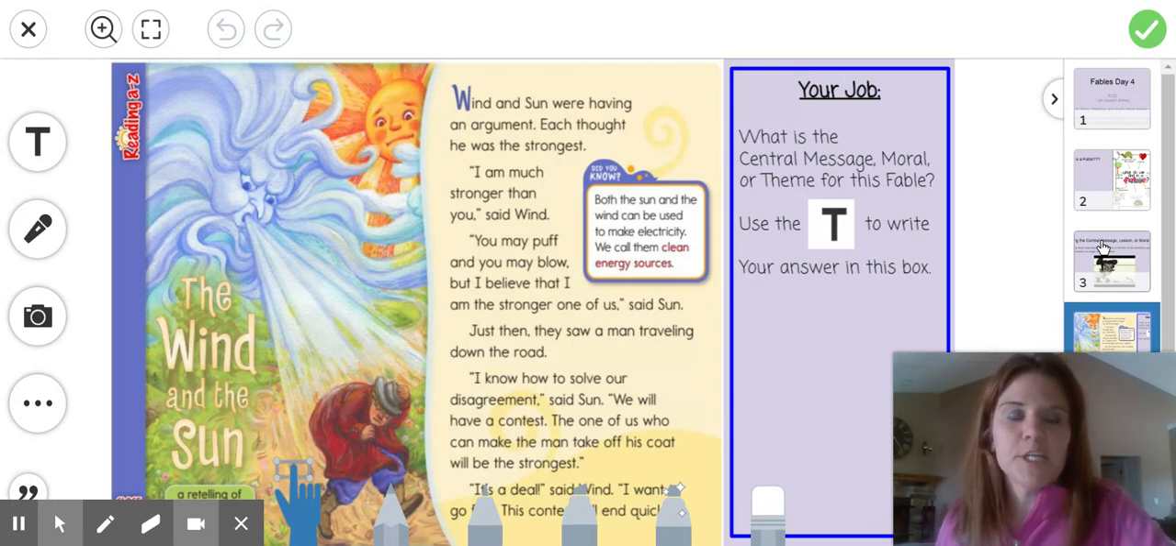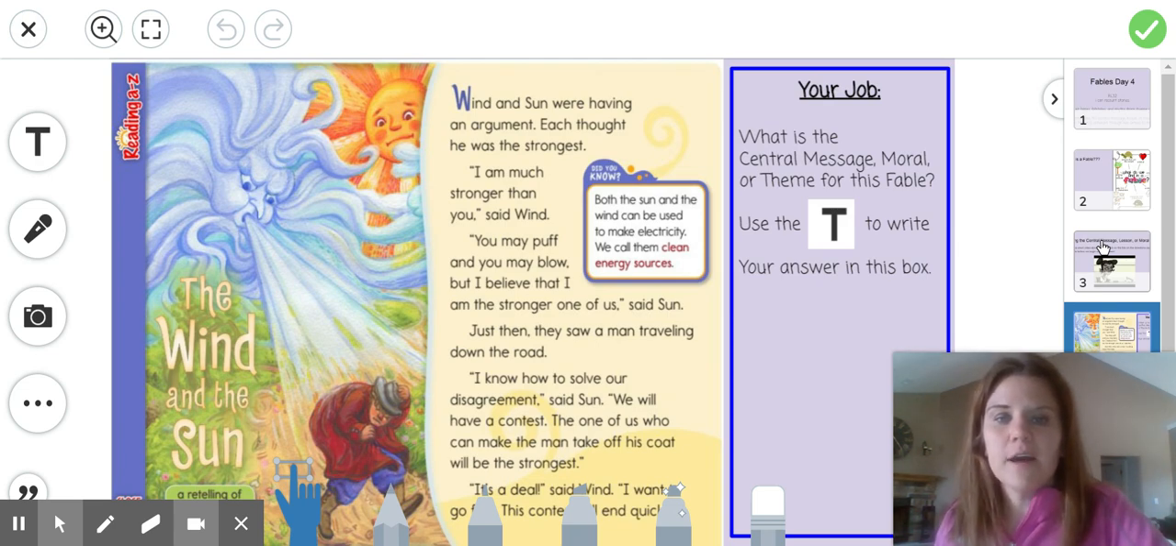All right, so remember, job number 1 is going to be to figure out the moral of the story. And then job number 2 is going to be for us to find details that help support the moral of the story. All right, and before we begin, it says, did you know both the sun and the wind can be used to make electricity? We call them clean energy sources. All right, let's start our fable.